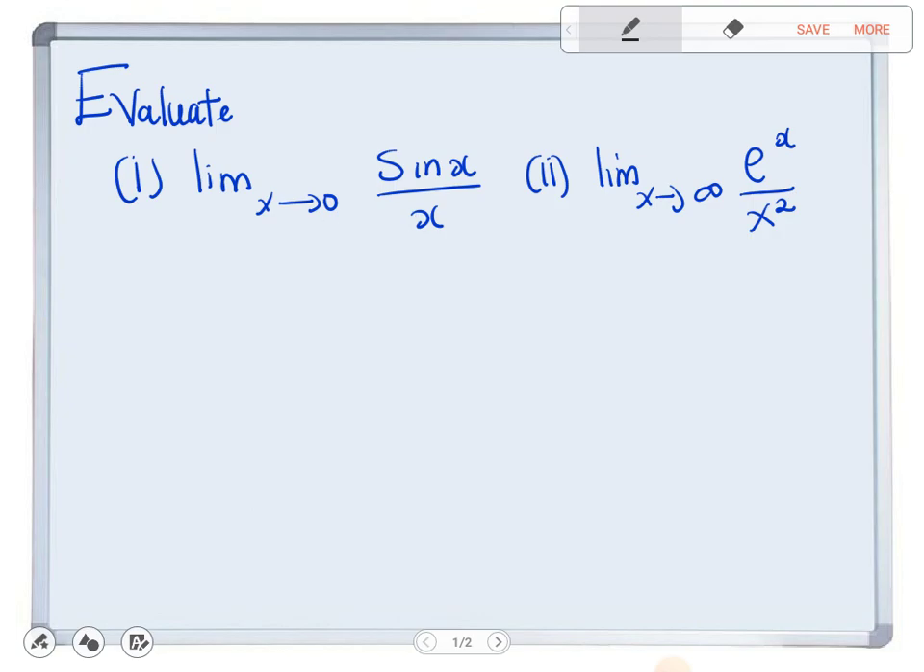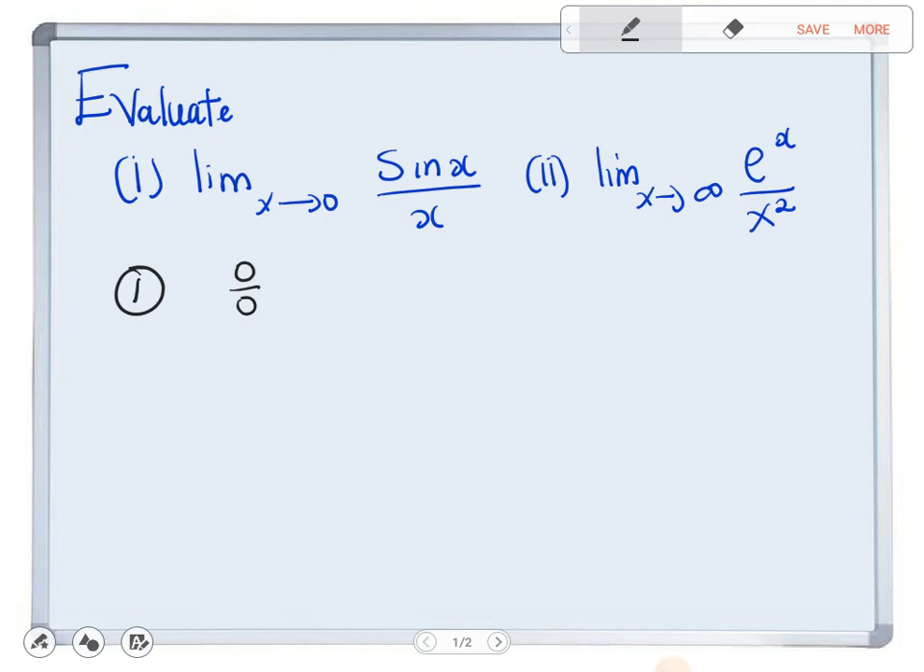So if you replace x here, let's talk about number one. Replacing x with 0, you discover that you are going to get 0 over 0, because sine 0 is just 0. And when you put 0 here, this is 0. So this one is an indeterminate form, or in other words, this is undefined. So we cannot evaluate this. So what we do, we apply L'Hôpital's rule.